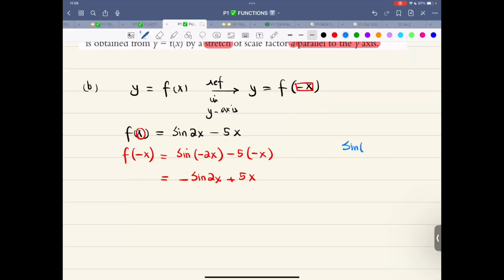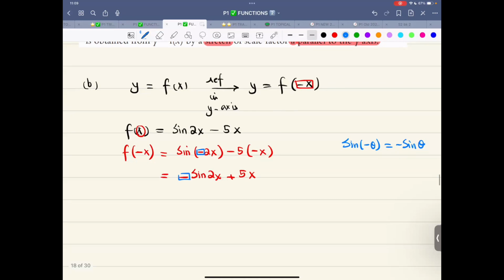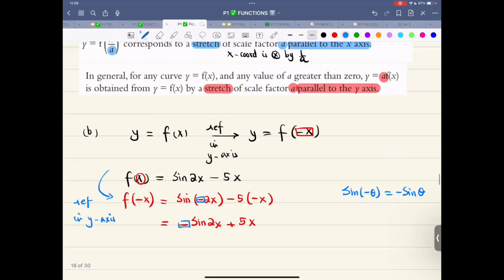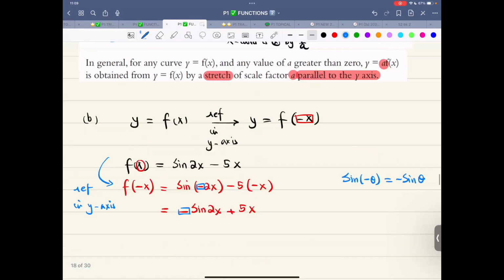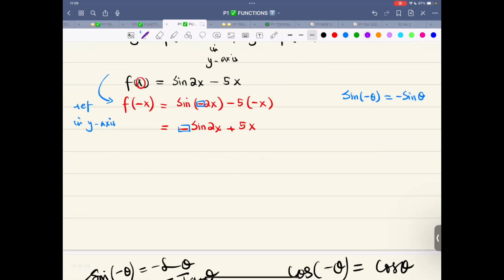Now, which property have I used? Sine of negative theta is negative sine theta. So I have used this thing over here. This minus is coming on the outside. That is reflection in the y-axis. That's the first thing. Then it says, it is then stretched by a scale factor of 1/3 in the x direction.